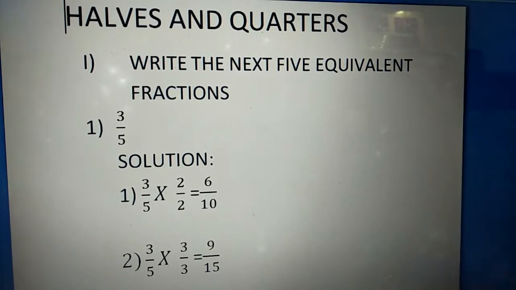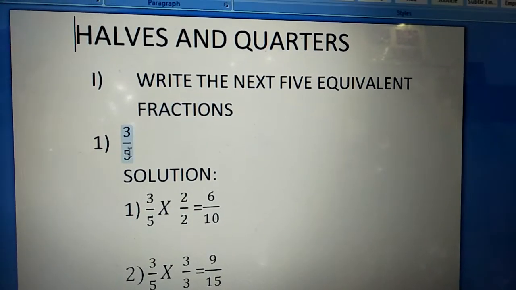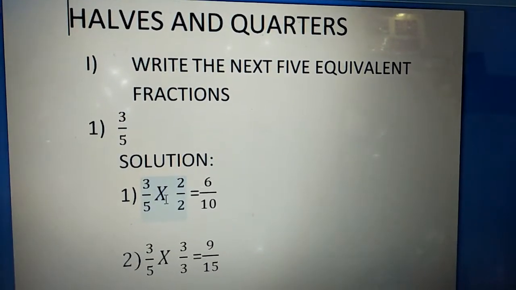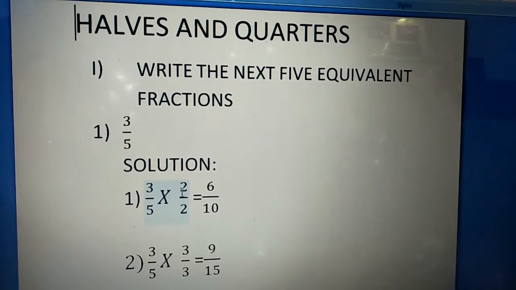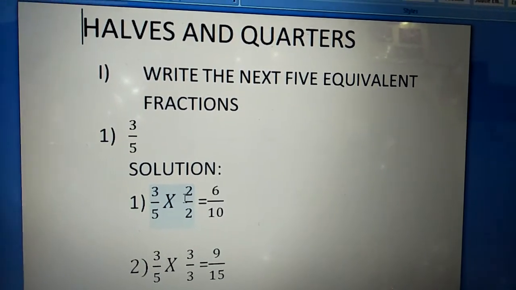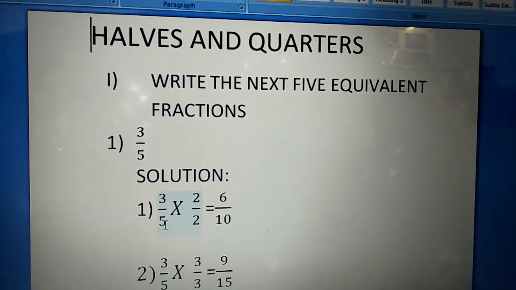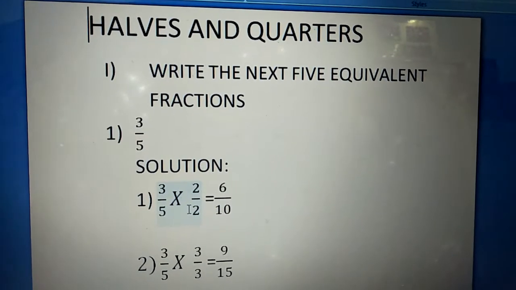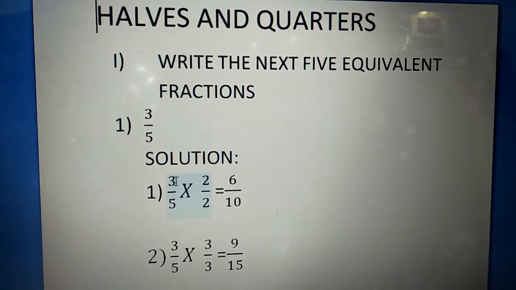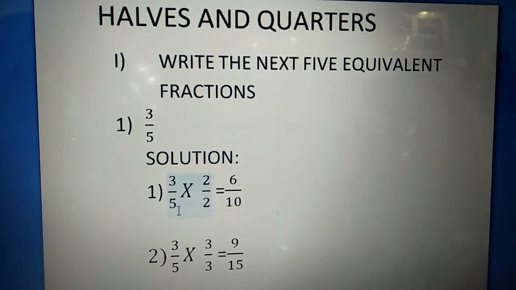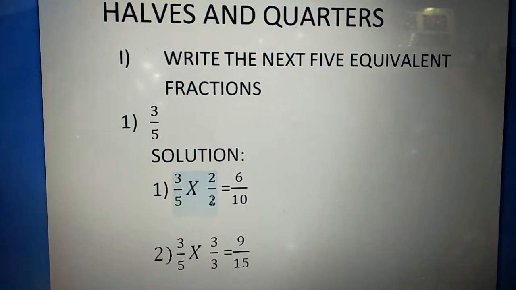So in this type of problem, the given fraction you have to multiply by 2. You start from 2, children. Suppose you multiply by 1, you again get the same fraction, 3 by 5 only. So only start from 2. So both numerator as well as the denominator should be multiplied by 2. So 2 divided by 2.